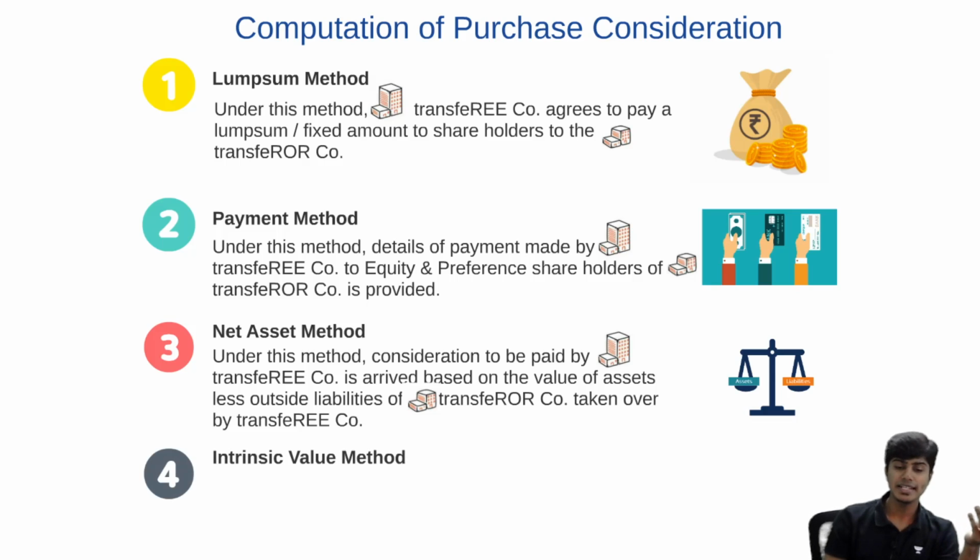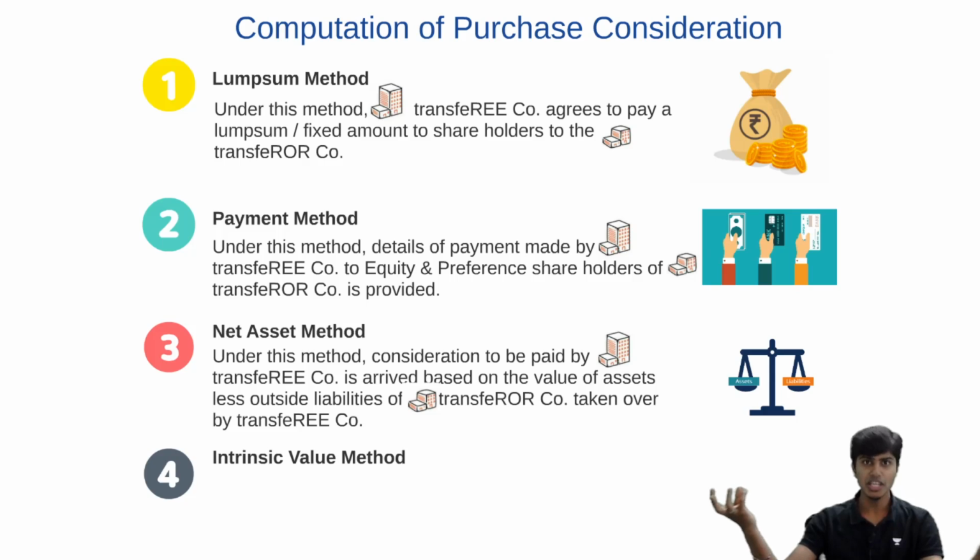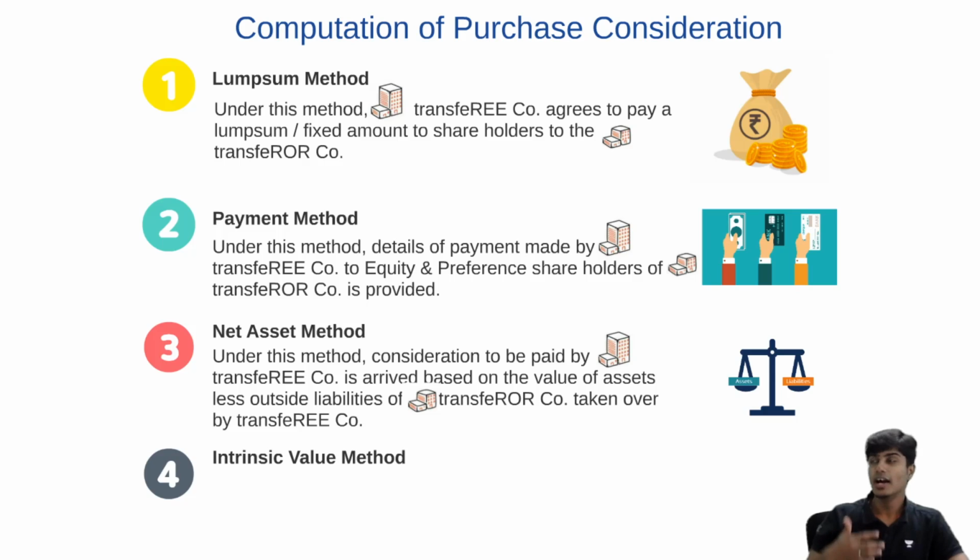Lastly, we have something called the intrinsic value method, wherein we consider the balance sheet value. We compute the net asset value per share of the transferor and the net asset value per share of the transferee, and compare them to arrive at the exchange ratio, which will decide for how many shares in the transferor we should give how many shares in the transferee.